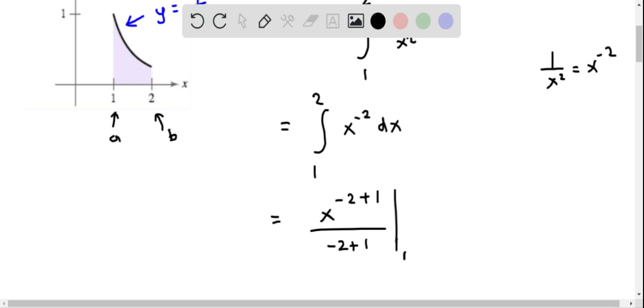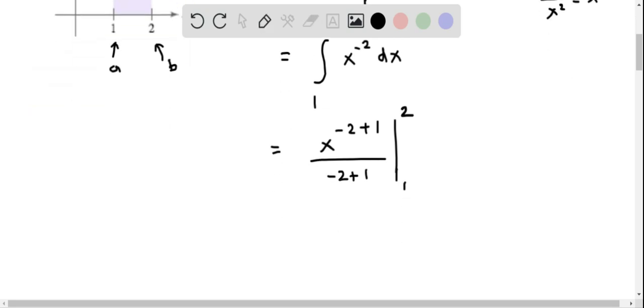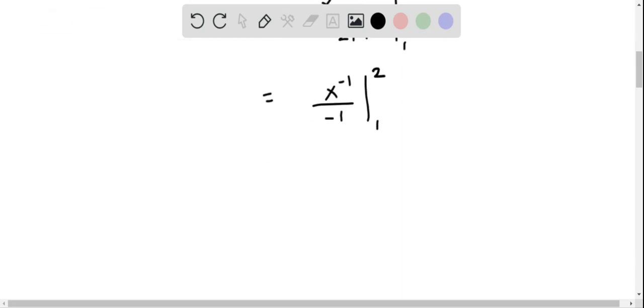Let's evaluate this integral. This is x raised to the power of negative 1 divided by minus 2 plus 1, which is negative 1, from the limits 1 to 2. We see that x raised to the power of minus 1 can be rewritten as 1 over x. Since we already have negative 1 in the denominator, this equals negative 1 over x, evaluated from 1 to 2.